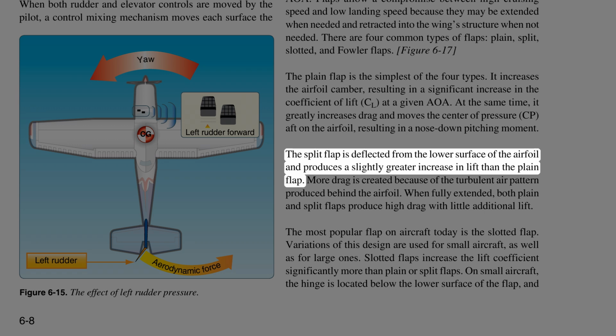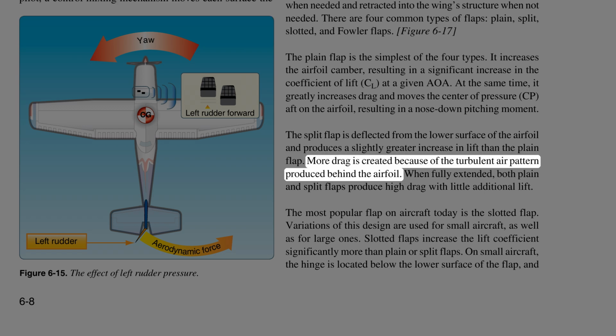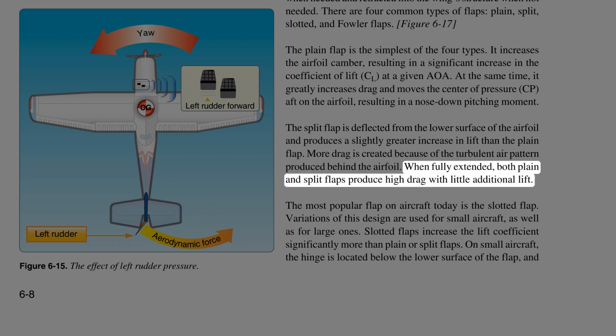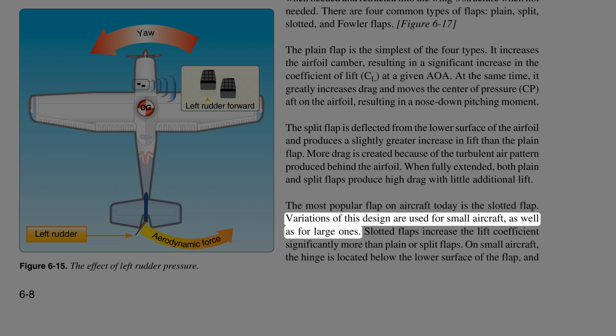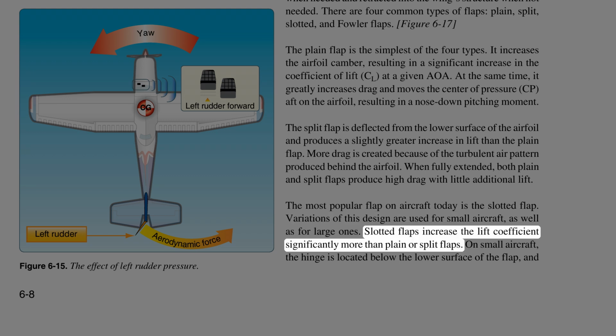The split flap is deflected from the lower surface of the airfoil and produces a slightly greater increase in lift than the plain flap. More drag is created because of the turbulent air pattern produced behind the airfoil. When fully extended, both plain and split flaps produce high drag with little additional lift. The most popular flap on aircraft today is the slotted flap. Variations of this design are used for small aircraft, as well as for large ones. Slotted flaps increase the lift coefficient significantly more than plain or split flaps.